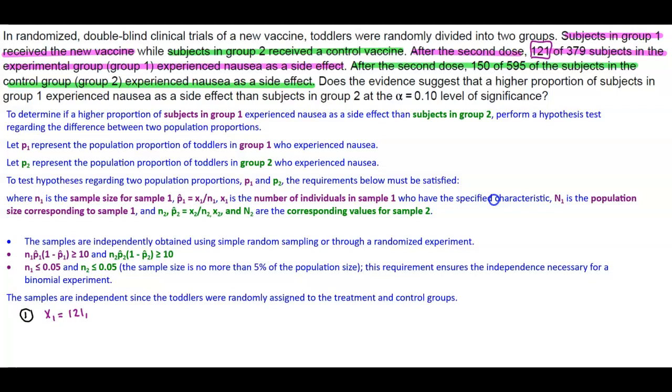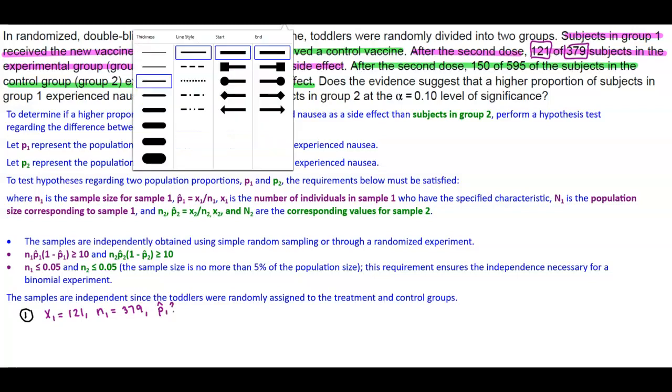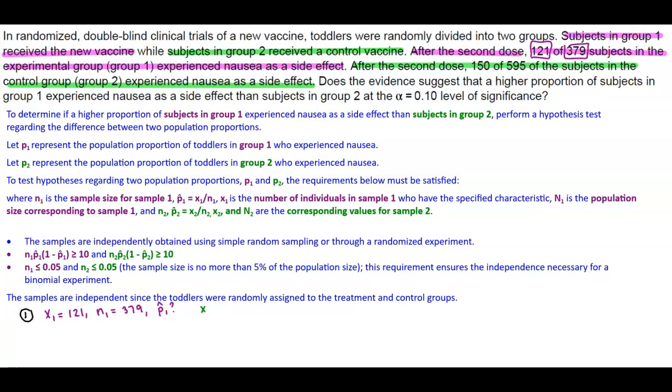And we also know that N1, which is the sample size, is 379. And we have to figure out what P hat 1 is. Okay, we know that X subscript 2 is equal to 150. We know that the sample size for Group 2 is 595. And then P hat subscript 2 is what we're looking for.